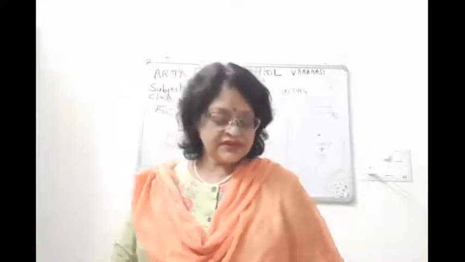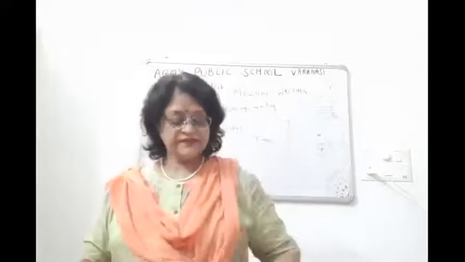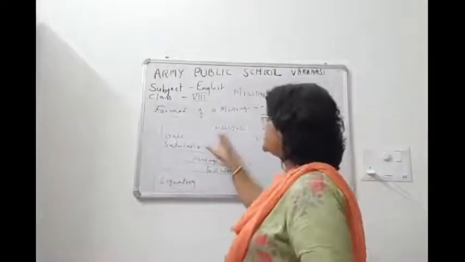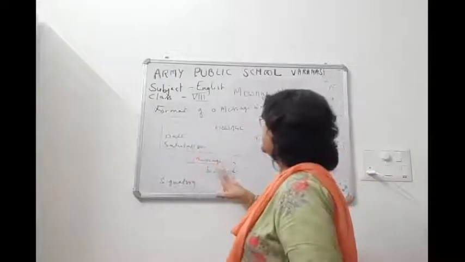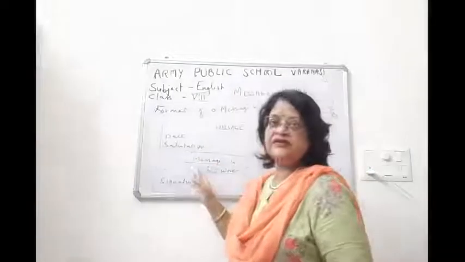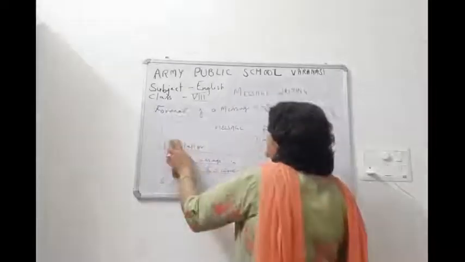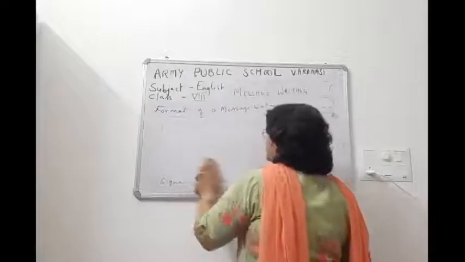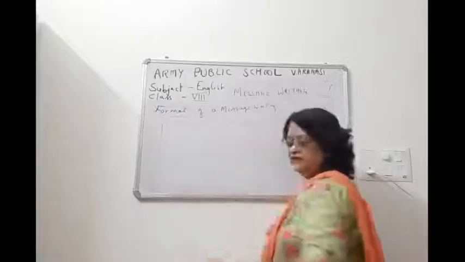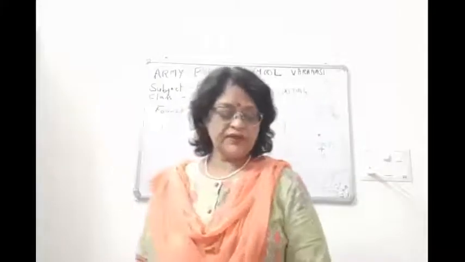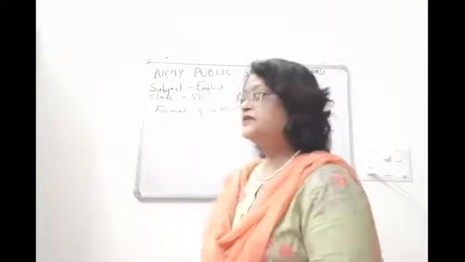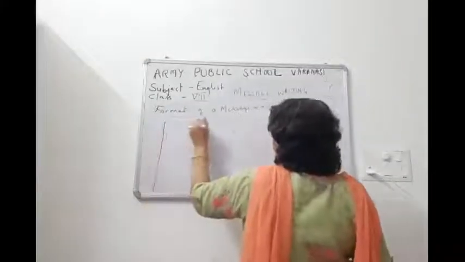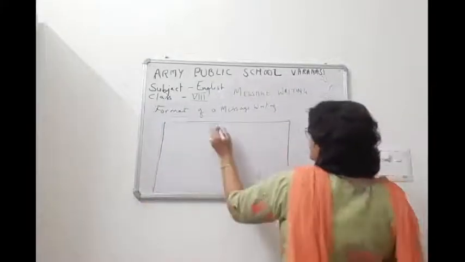So what you will do, children, as per the format, this is the format of the message: date and time, salutation, message in 50 words, and then signatory. So now you have to write the message according to the format. So what is the format, children? First you have to draw a rectangle.